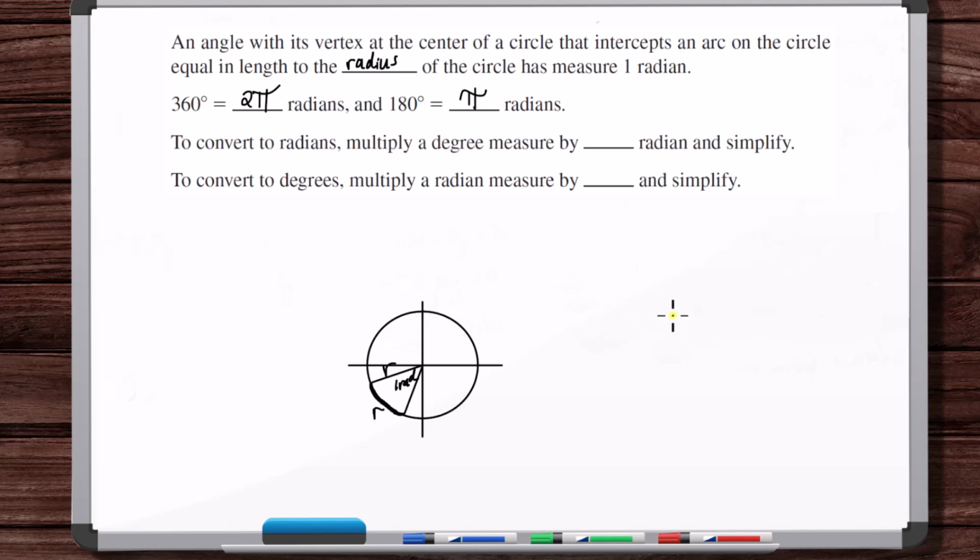To convert to radians, multiply a degree measure by blank radian and simplify. So if we've got a degree measure, how do we convert to radians? We use the conversion factor. I like this conversion factor: you have 360 degrees for every 2 pi radians. Degrees cancel, and you're left with radians. So you can simplify the 2, so pi over 180.